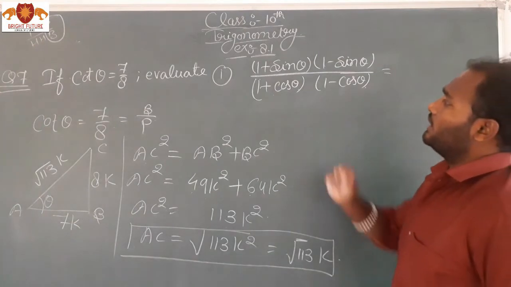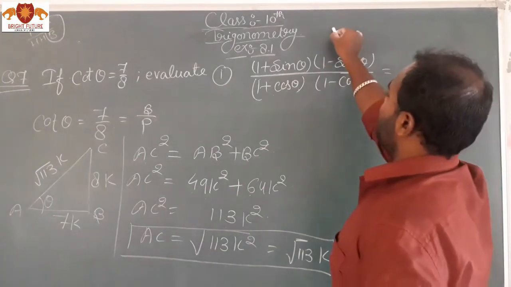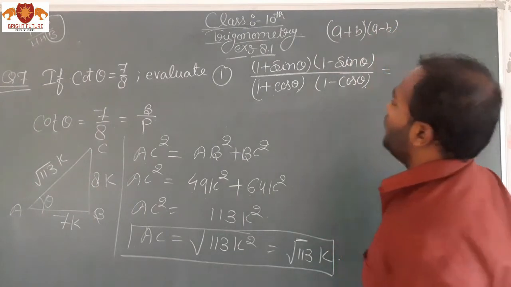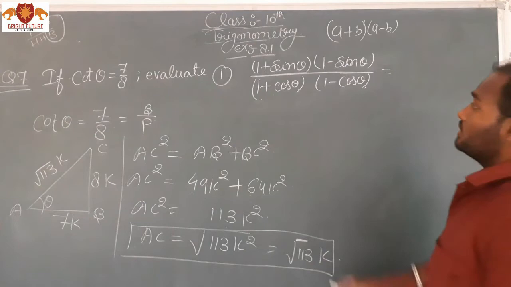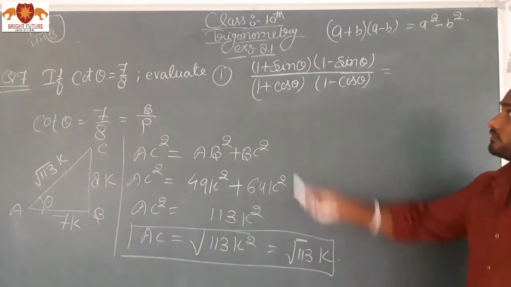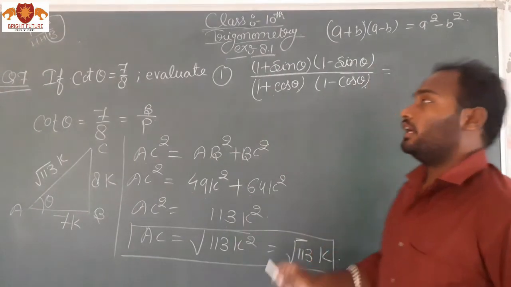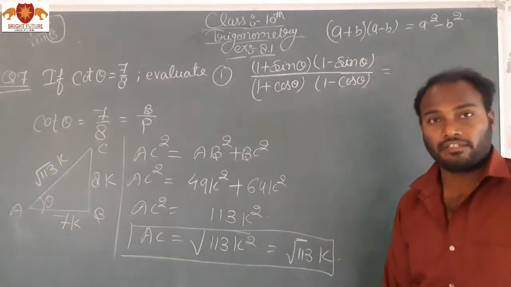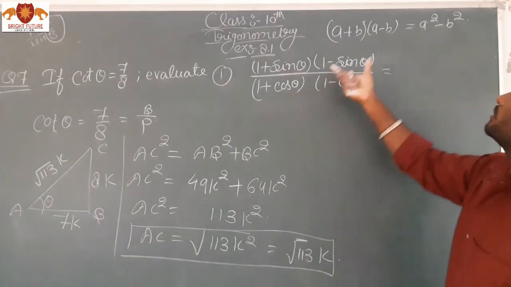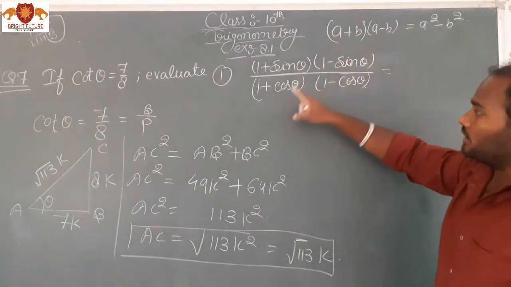So if I look at it very carefully, I can compare this equation with an identity. What type of identity here? a plus b and a minus b. So I can write a plus b and a minus b. What is the identity of this? It is a square minus b square. So I will compare this equation with this one. I will get the value of a as 1, and the value of b as sine. Got it? Now the same for the denominator: if I compare this equation to this one, I will get the value of a as 1, and the value of b as cos. Got it, understood?